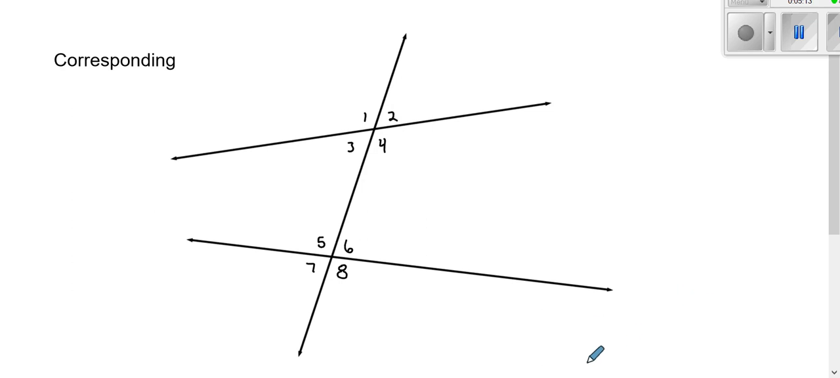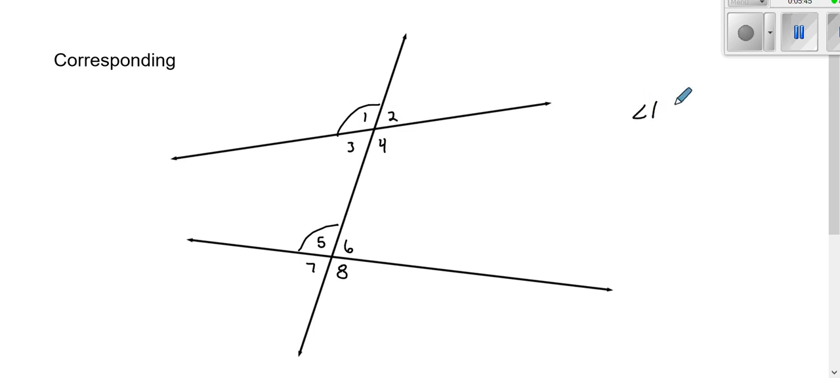The last one is what is known as corresponding angles. They correspond to each other. In a picture like this, with two lines and a transversal, we would have 4 different pairs of corresponding angles. The first one would be angle 1 and angle 5. Notice for angles to be corresponding, one is on the inside, one is on the outside, one's interior, one exterior, but they both occupy the same location. Both of them top left, top left.